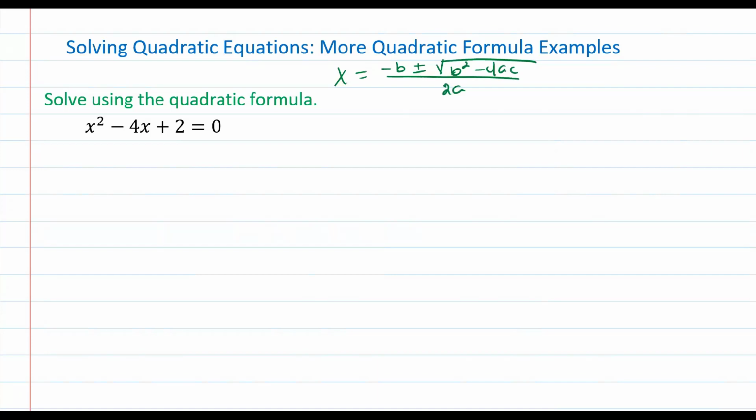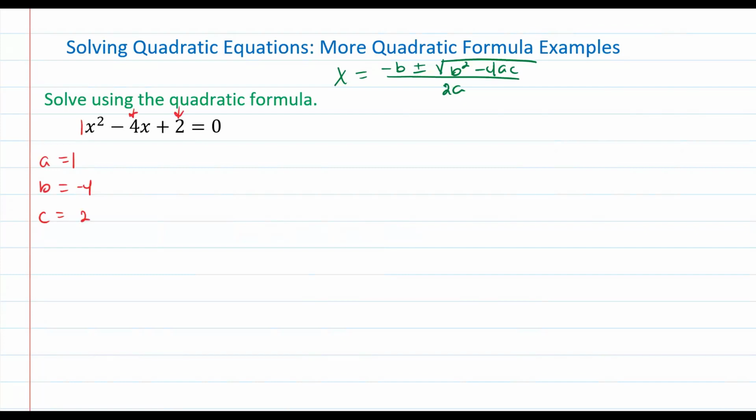Next, let's identify a, b, and c. So a is the leading coefficient of your x squared, so that would be 1. B would be the coefficient to your linear term, that would be negative 4, and c is going to be your constant, which is positive 2.